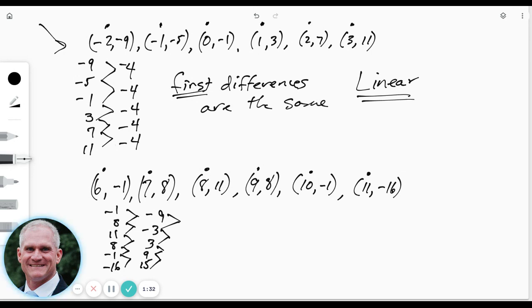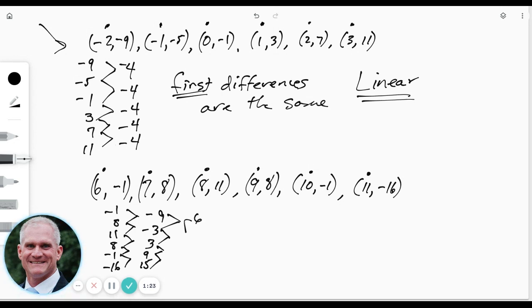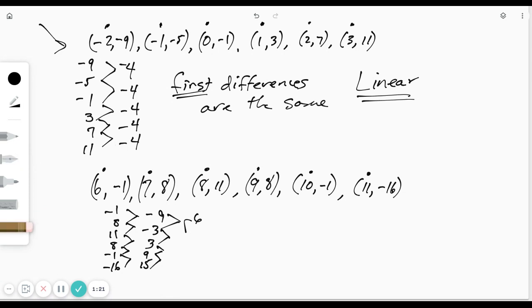So what's -9 minus -3? Well, that's -9 plus 3, which is -6. Let me get my eraser. Okay, what is -3 minus 3? -6. What is 3 minus 9? -6. And what is 9 minus 15? 9 minus 15 is -6.